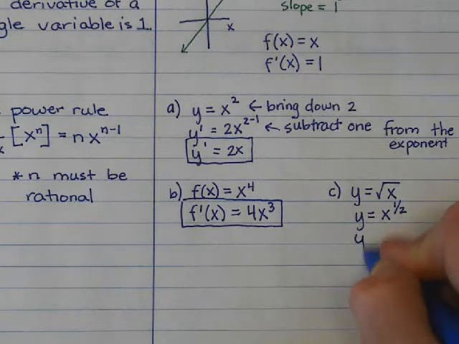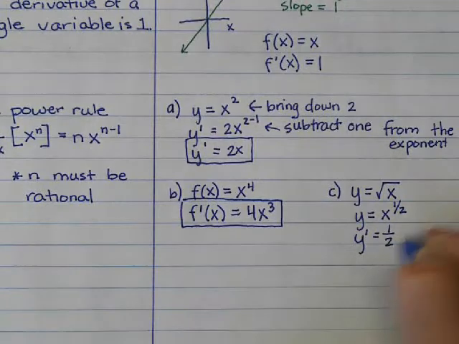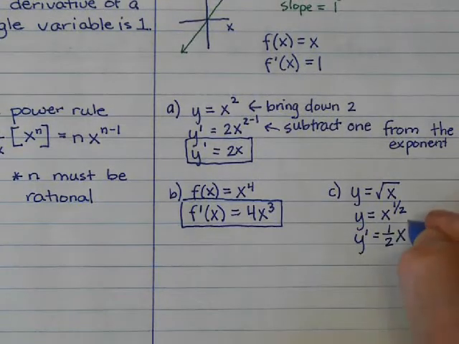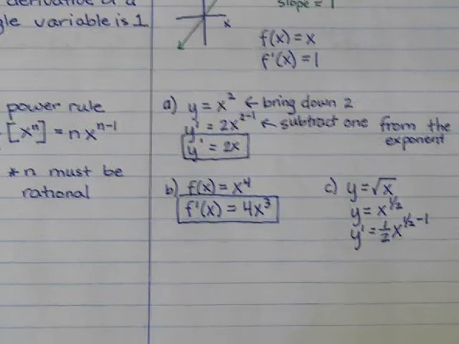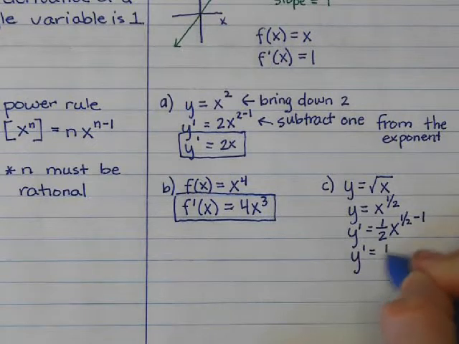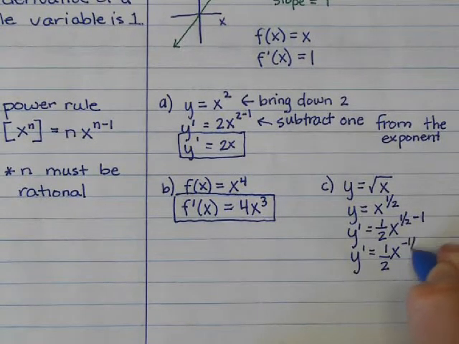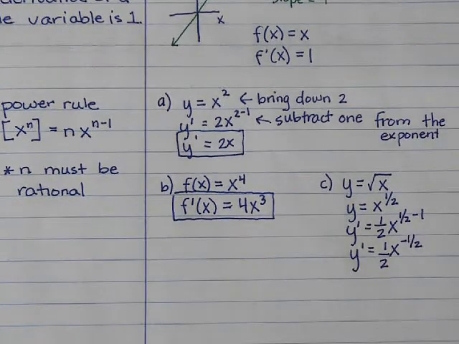Okay, so now I'm going to find the derivative. I'm going to bring the 1/2 down. Now remember what I have here. I had a half, and I have to subtract 1 from it. So I still got this 1/2 right here. 1/2 minus 1 is negative 1/2.